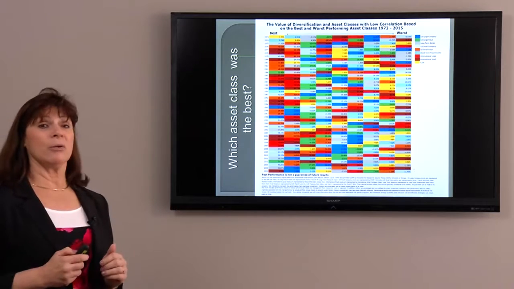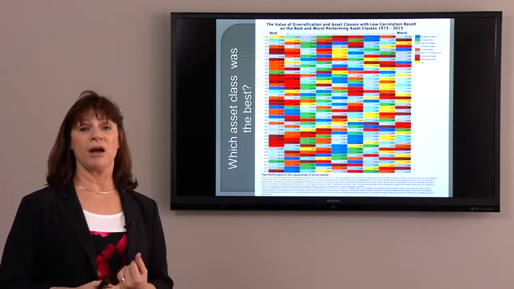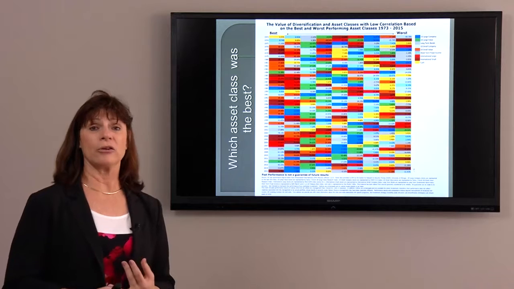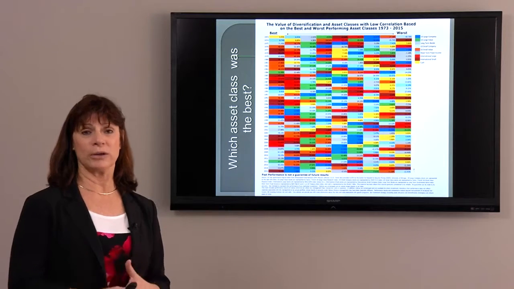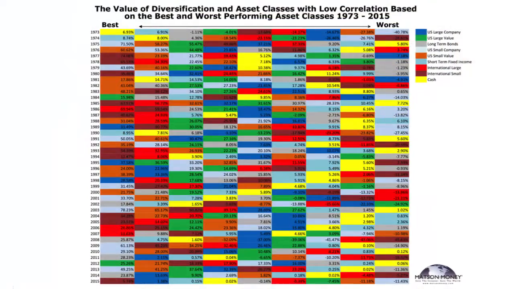This is a crazy quilt of asset class returns. What's an asset class? The S&P 500, large U.S. growth, international large, international small, U.S. small. Those are all asset classes. And this quilt shows all these different asset classes and their returns over the last 40 years.